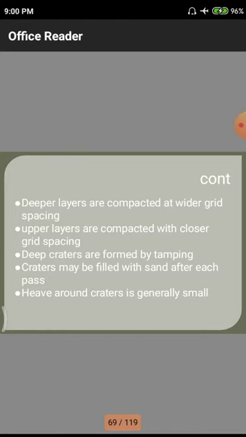We have to do some sort of testing in the laboratory. In the laboratory, we need to give some amount of loadings.